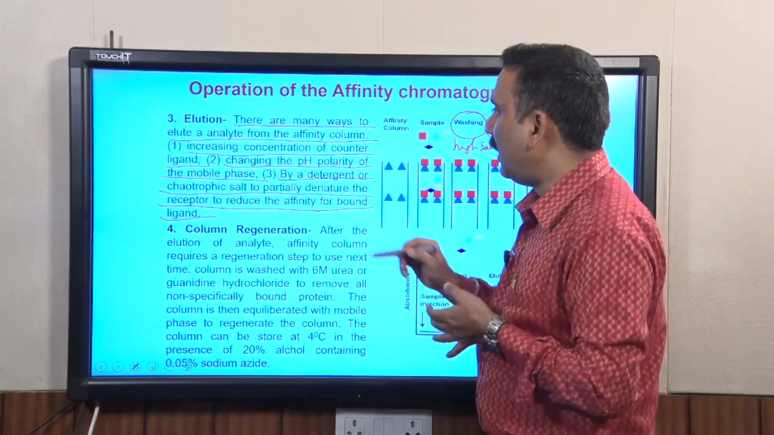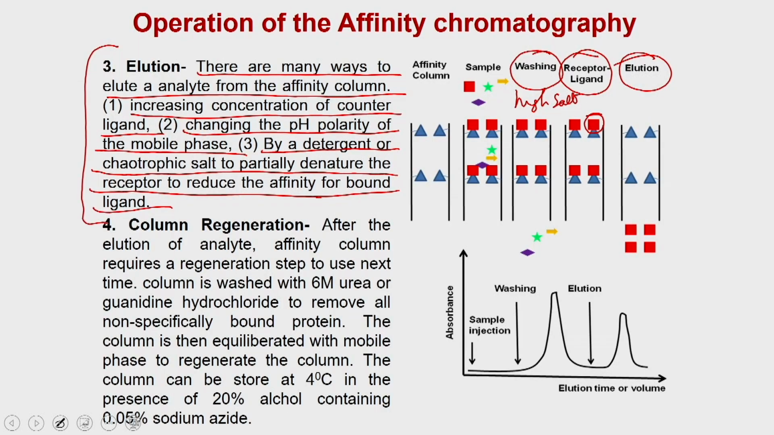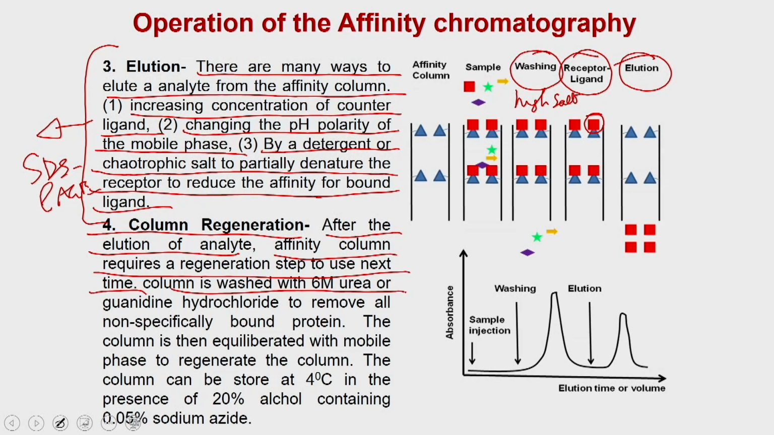eluted from the column. Once you have eluted the protein, you can check the protein purification on SDS-PAGE, and after that you have to do a column regeneration. After the elution of the analyte, affinity chromatography requires a regeneration step to use the column the next time. The column is washed with 6 molar urea or guanidinium hydrochloride to remove all non-specifically bound proteins. The column is then equilibrated with the mobile phase to regenerate it.